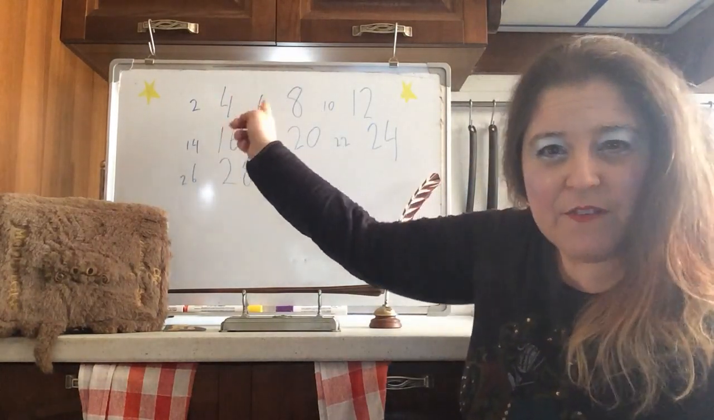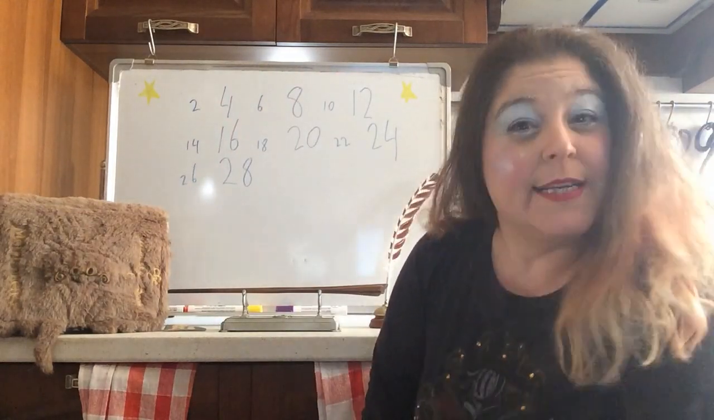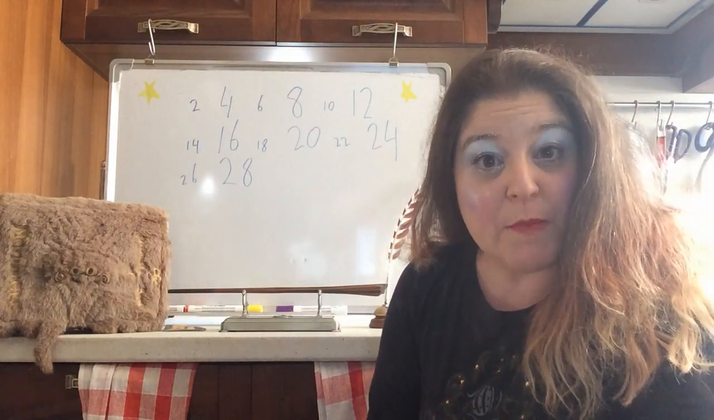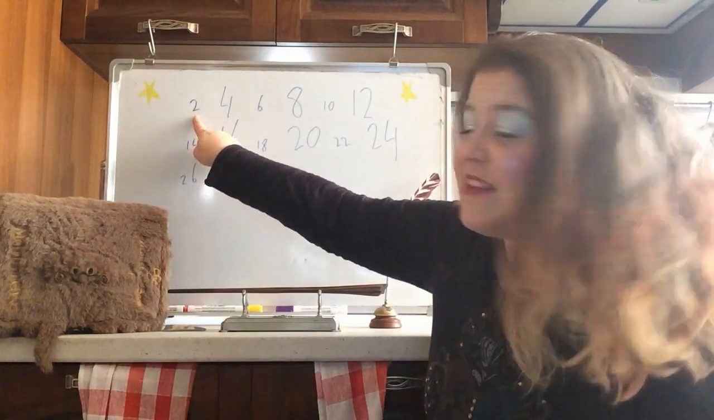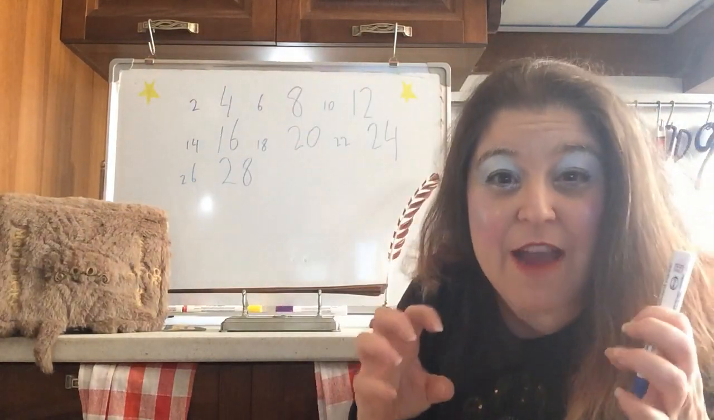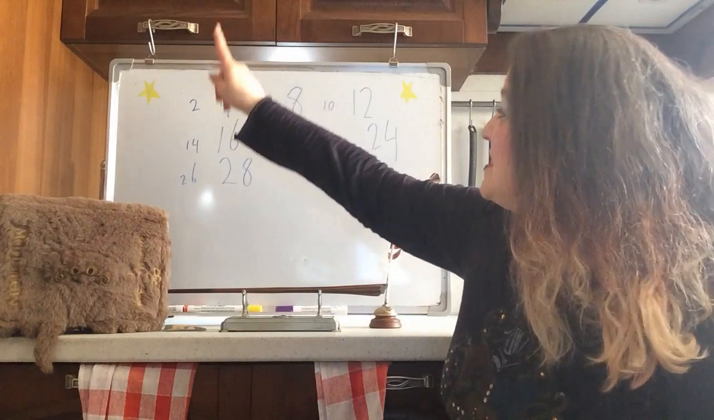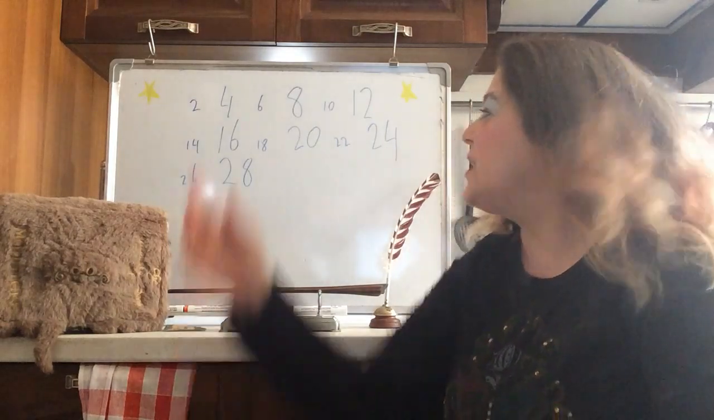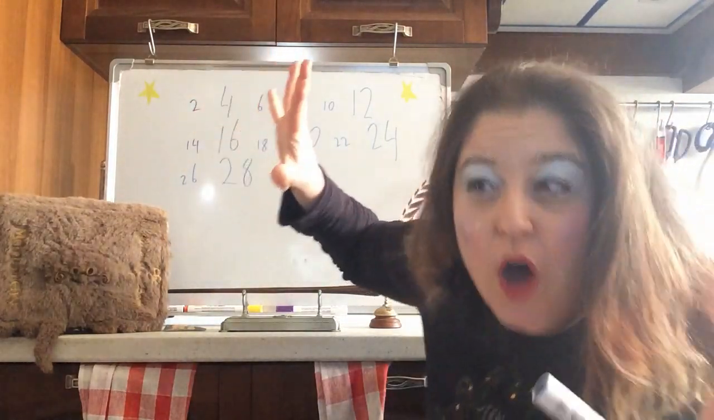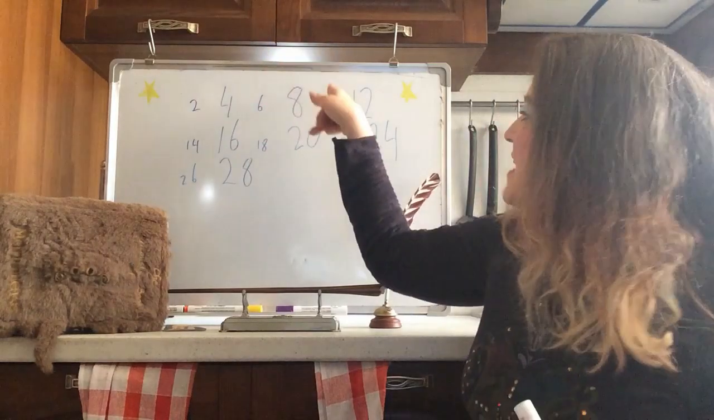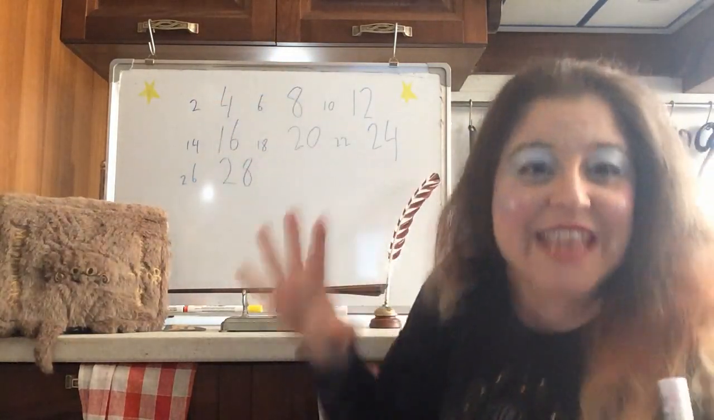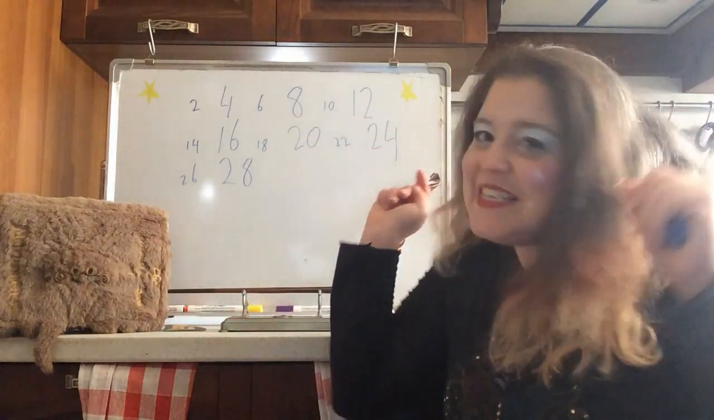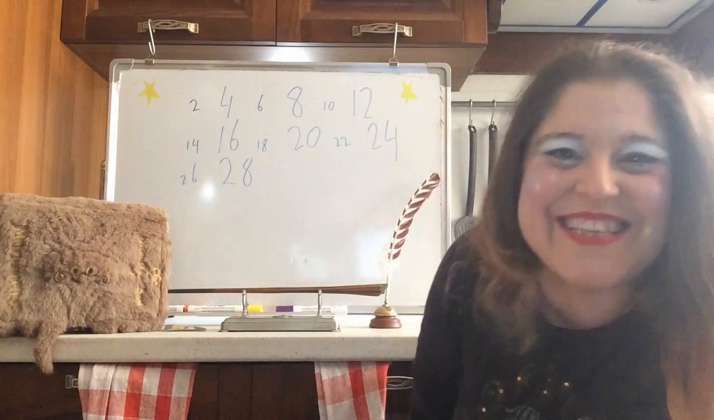I want you to look very carefully at how I've written the multiples of 2. Some of them are small and some of them are big. So when we say our multiples of 2, I want you to say the numbers that I've written small very quietly, and the numbers that I have written big very loudly. All right? So here we go. 2, 4, 6, 8, 10, 12, 14, 16, 18, 20, 22, 24, 26, 28. Wasn't that fun?